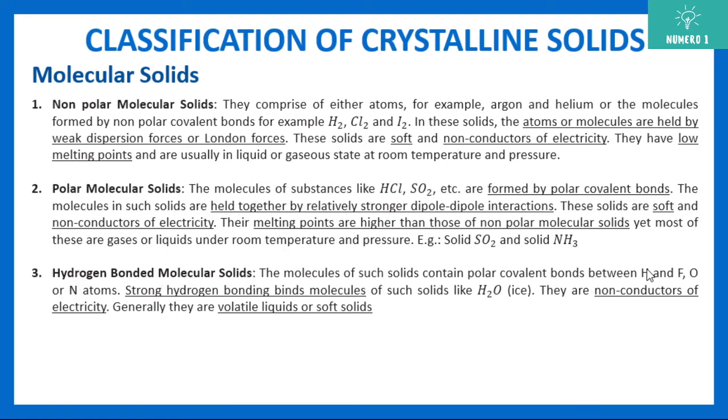The third type of molecular solid is hydrogen bonded molecular solid. In this one we have a hydrogen which is bonded to either a fluorine, oxygen or nitrogen atom. The reason is, since fluorine, oxygen and nitrogen are highly electronegative atoms, they are able to pull away the electrons from hydrogen. So strong hydrogen bonding binds the molecules, for example ice. They are non-conductors of electricity. Generally they are volatile liquids or soft solids. So this was about molecular solid.